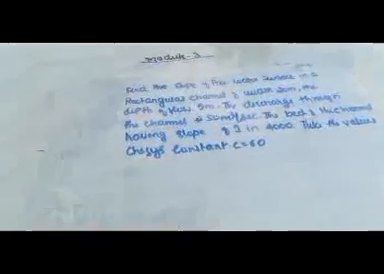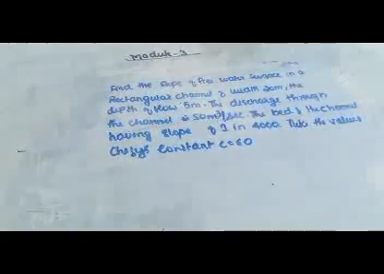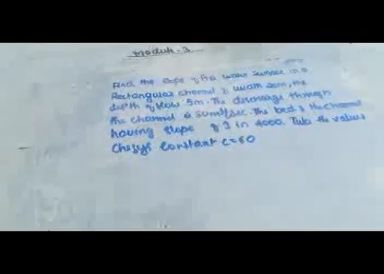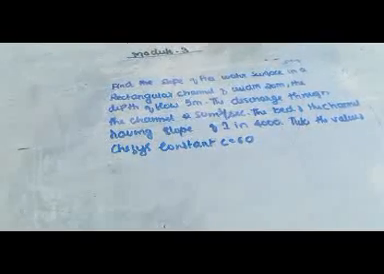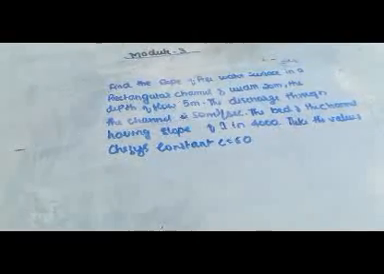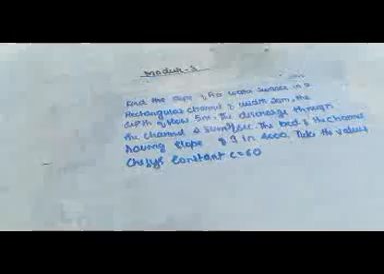So here the question I will read once again. Find the slope of free water surface in a rectangular channel of width 20 meter. The depth of flow is 5 meter. The discharge through the channel is 50 meter cube per second. The bed of the channel having slope of 1 in 4000. Take the value of Church's constant C is equal to 60.